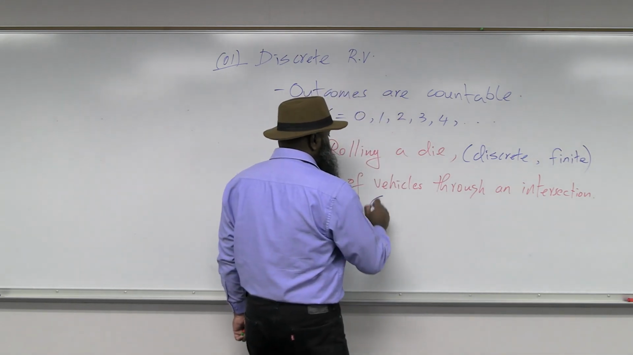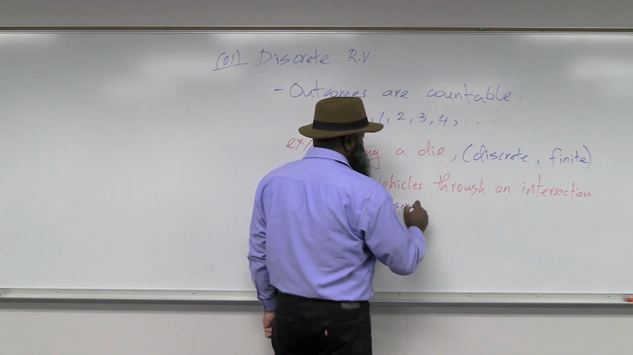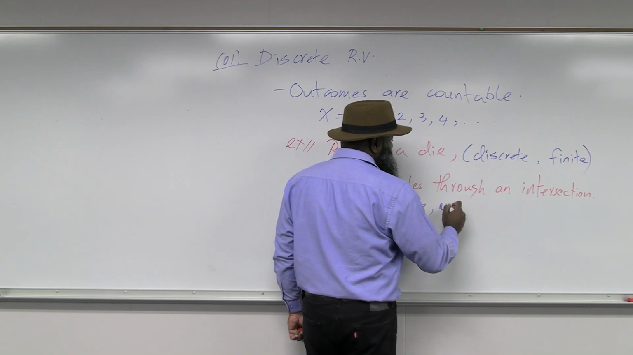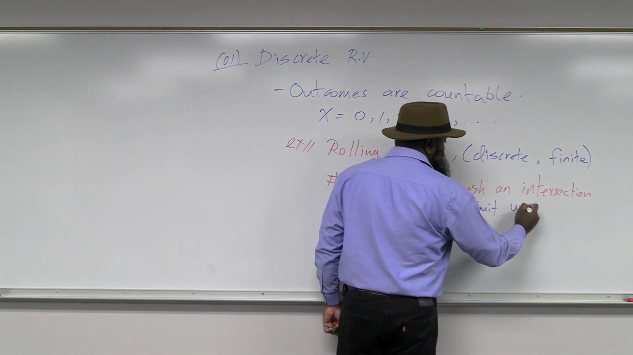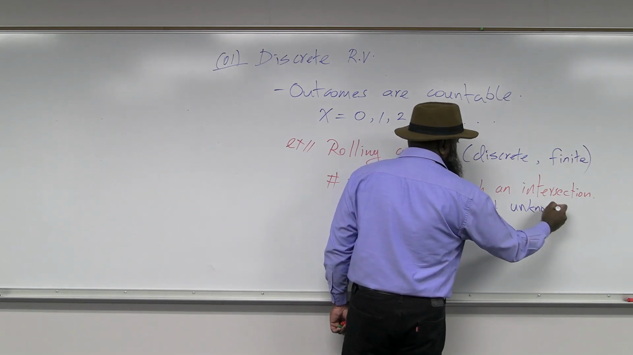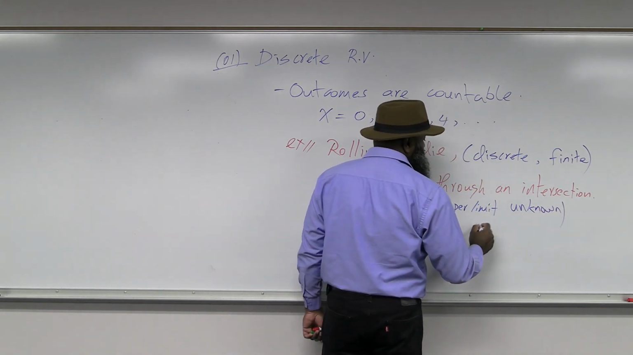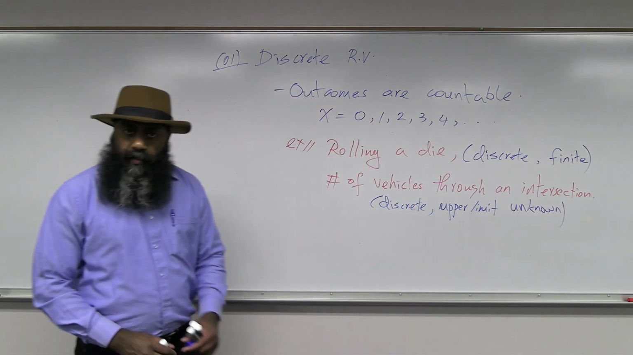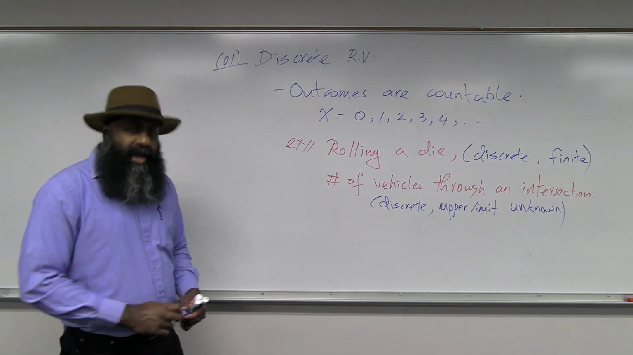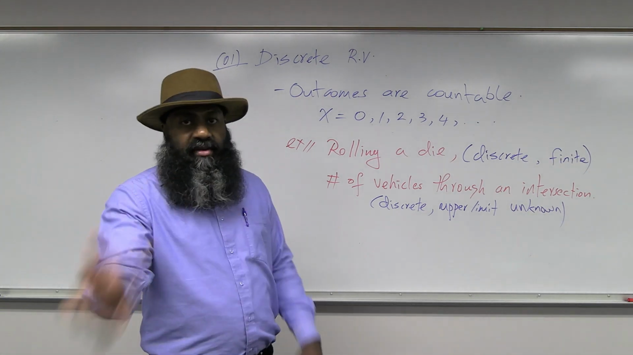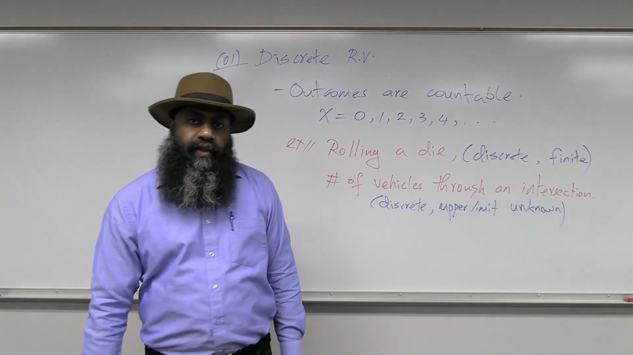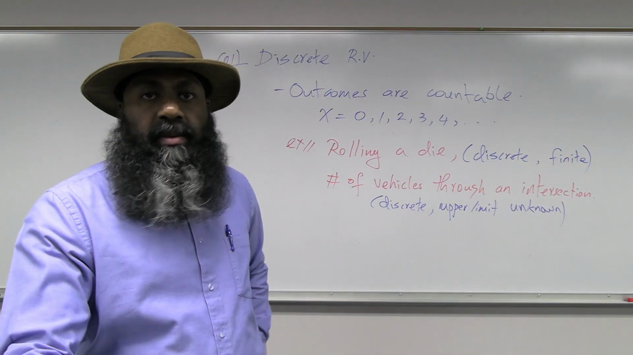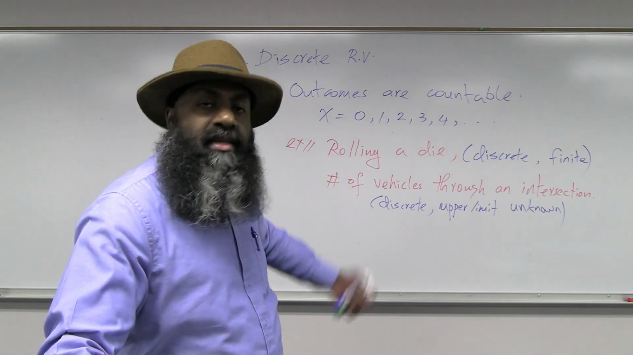So this is also discrete, and upper limit unknown. It can be considered that the upper limit is infinity. So there can be discrete random variables of either of these two natures. And there are probability distributions dedicated to these scenarios.